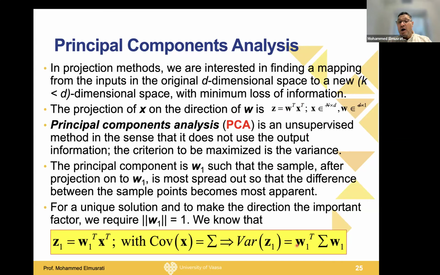Because of that, to avoid the case that W can grow and diverge to infinity, I put here the magnitude of W1 equal to 1. So this will concentrate on the question: what is the optimum W, where its magnitude is 1, but what are the elements of W which make the variance maximum? Why do we make the variance maximum? Because I maximize the information extracted from the matrix X. So this is the case.